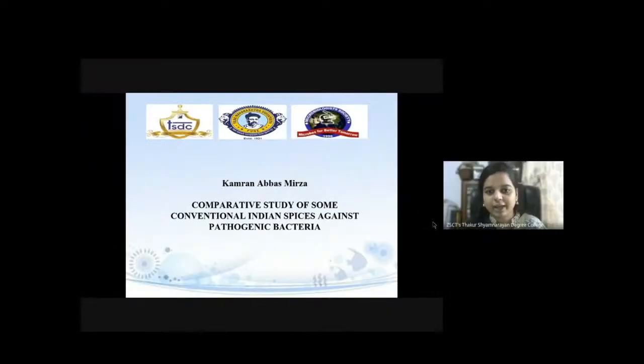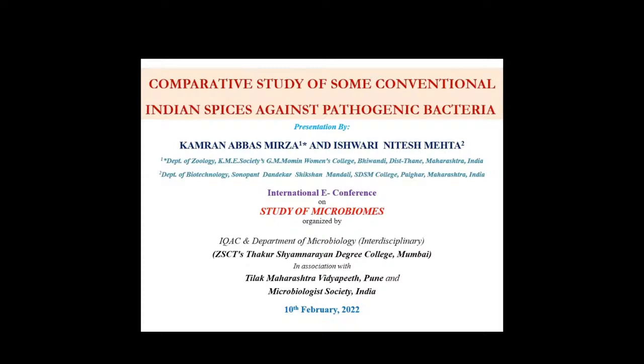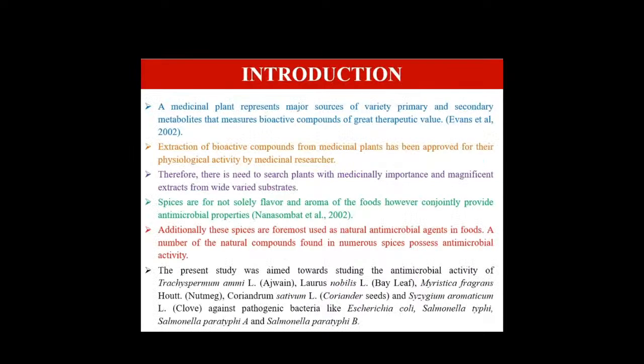Now we have Mr. Kamran Abbas Mirza, whose topic is the comparative study of some conventional Indian spices against pathogenic bacteria. Hello, everyone. We'll be discussing the comparative study of some conventional Indian spices against pathogenic bacteria. India is a great producer of plenty of spices. Of 80 types of spices grown in the world, India grows about 50 types.